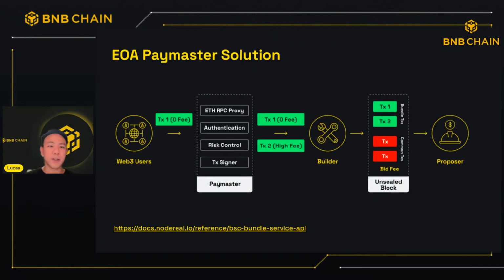In the EOA Paymaster solution, effectively, it will gather all Web3 users' transactions into the Paymaster, which consists of your typical RPC, proxy, authentication, risk control, and the signing duties. Subsequently, it will pair up with, for example, transaction 2, which is paying a high gas fee to get transacted faster through the network. Finally, it will be sent to the builder to create an unsealed block together with your bundled transactions, which is transaction 1 and 2, as well as all your other common transactions, and finally to the proposer to be submitted for execution.